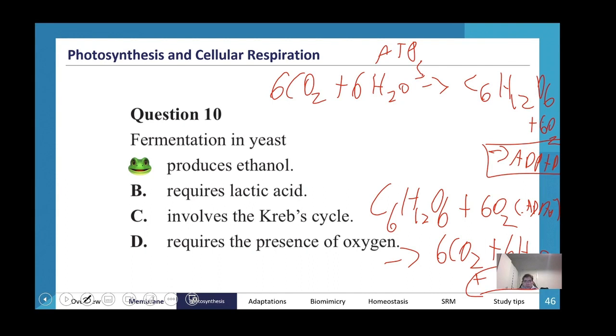It is crucial to remember that cellular respiration is essentially an exothermic reaction. It is the oxidation of glucose into carbon dioxide and water. Whereas photosynthesis is an endothermic reaction. Photosynthesis uses up ATP, whereas cellular respiration produces ATP.